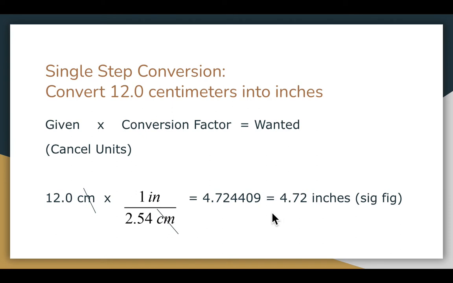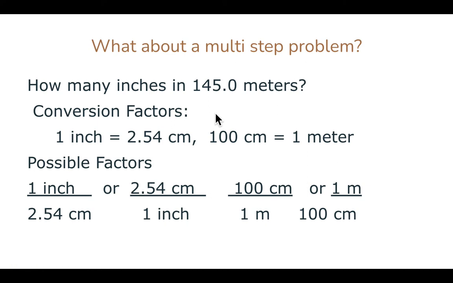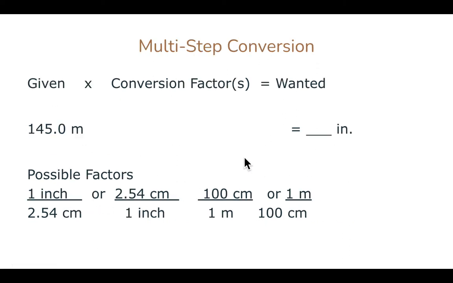All right. Now, you may have thought you could do that on your own without doing this funny canceling of units. Let's try one that's a little more complicated. How many inches in 145 meters? And this is what we know. We know 1 inch is 2.54 centimeters, and 100 centimeters is 1 meter. Here are all our possible combinations. We don't have a direct conversion from meters to inches. So we're going to have to use both of these to solve this problem.